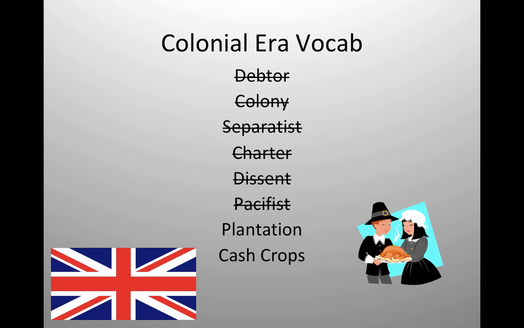Woohoo! Going pretty quickly today. So we've done debtor, colony, separatist, charter, dissent, pacifist. 2 more words. All right.